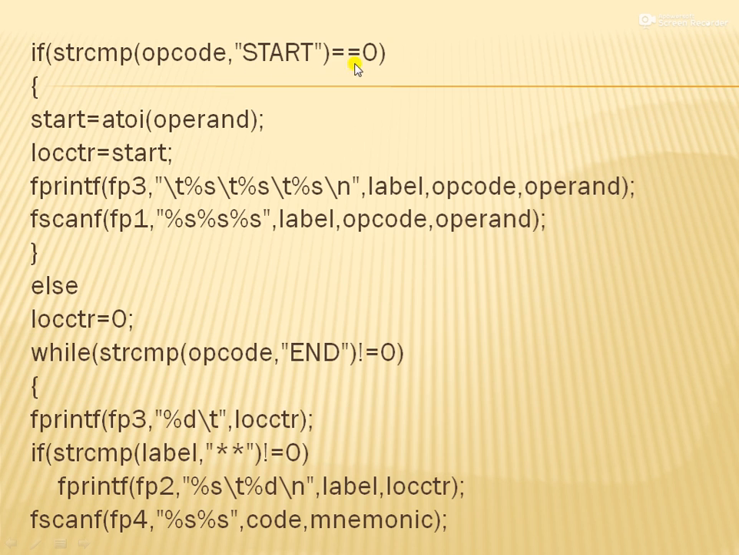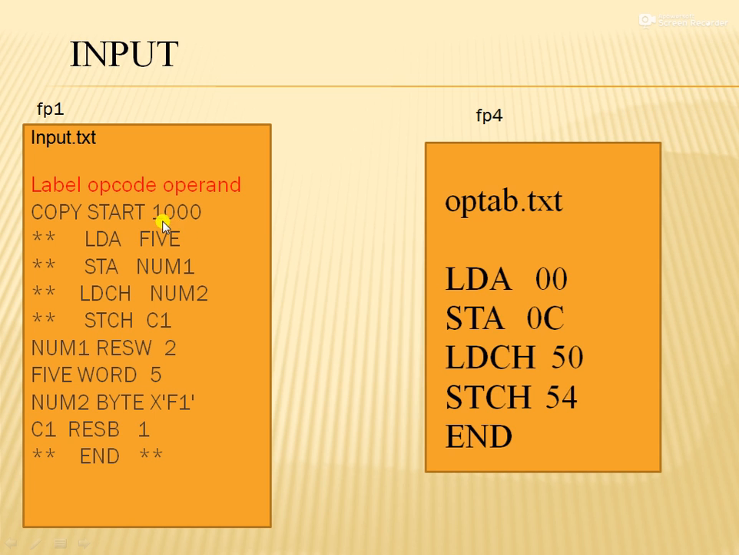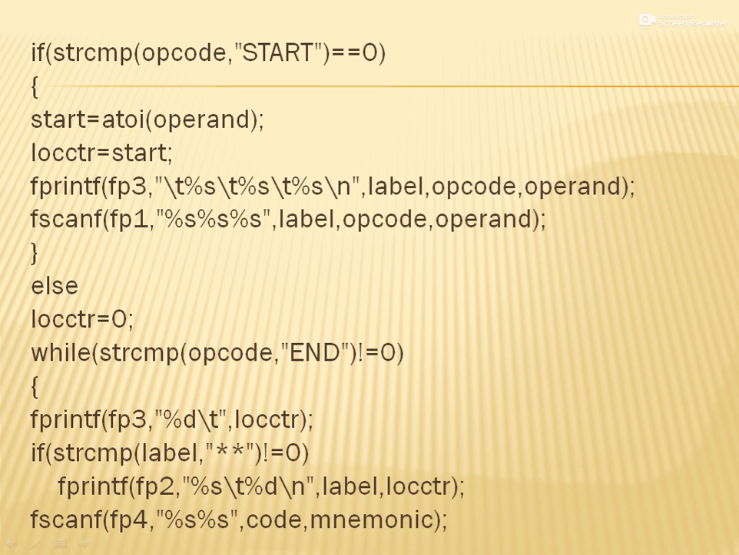So we will be entering into this if statement, this is true, and since this operand value is a character, it should be converted to integer. For that we are using the function ASCII to integer, atoi of operand, and that is stored in start. So here this 1000 value will be stored in the start variable. In the else case, if this condition is false, then the location counter is initialized as 0, that means 0 is taken as the starting address.